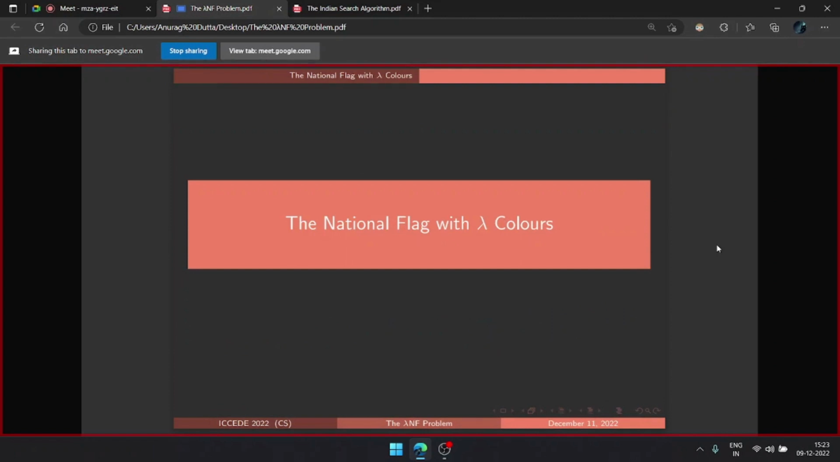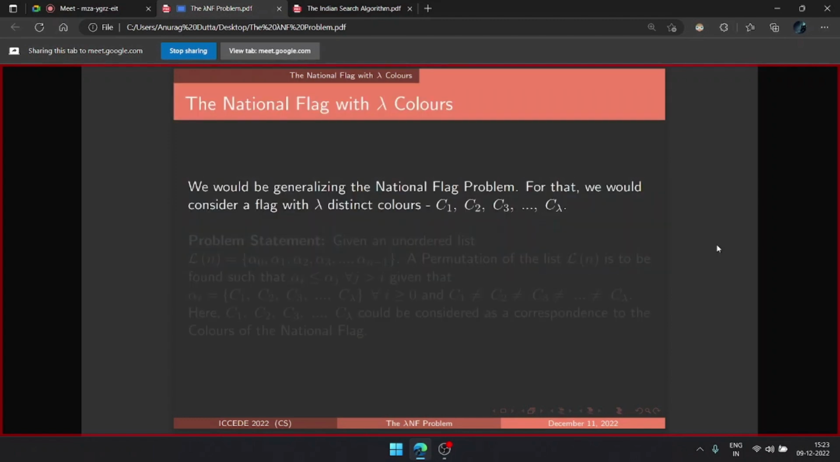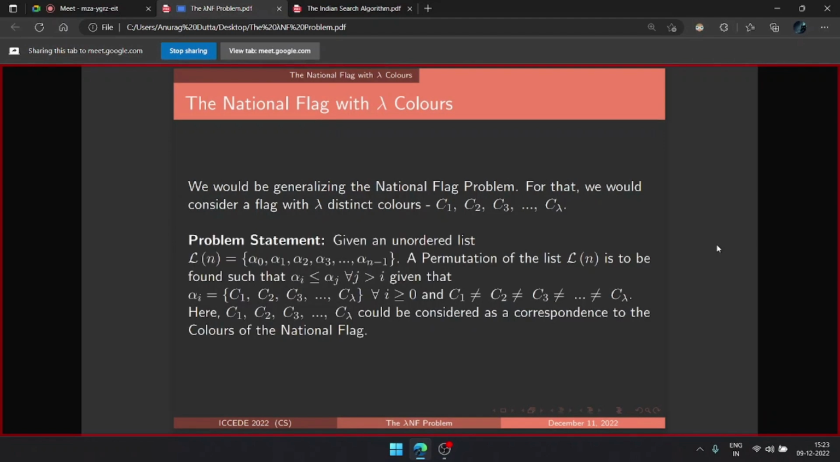Now, extending further, we come to the main problem, the main work of our paper, that is the national flag with lambda colors. If we have a national flag having lambda distinct colors C1, C2, C3, up to C lambda, then we could describe the problem statement as follows. We would be given an unordered list Ln equal to alpha 0, alpha 1, alpha 2, up to alpha n minus 1. A permutation of that list is to be found such that they would be in sorted order, and alpha i would be equal to C1, C2, C3, or C lambda. It could be anything amongst that. And again, the particular values can't be the same.